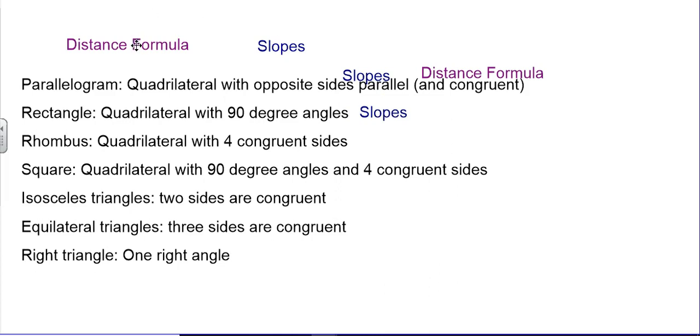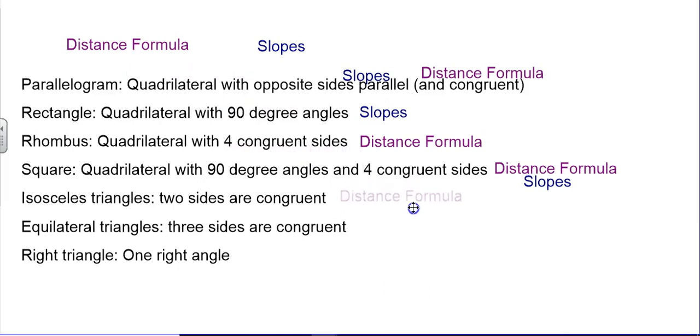We looked at the slopes to determine the right angles. For a rhombus, we would have used the distance formula to make sure that there were congruent sides. For a square, we had to use both the distance formula and find the slopes to make sure they were opposite reciprocals. For isosceles triangles, to make sure that 2 sides are congruent, you're going to need the distance formula. For equilateral, to make sure 3 sides are congruent, you're going to need the distance formula. And for a right triangle, you'll just need to find the slopes. Compare the slopes, make sure they're opposite reciprocals.